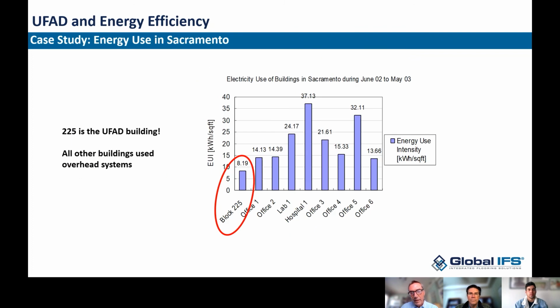Show me the money. Well, here's some real world data on some buildings in Sacramento. This was a study that was published by University of California at Berkeley, and the bar graphs you're looking at are different buildings in the Sacramento market, and the one on the far left, Block 225, is a UFAD design. The rest are the overhead systems we've just looked at. And each building is different. There's lots of variations as to why one is more efficient than another, but clearly the UFAD piece is a big contributor to making it very energy efficient.